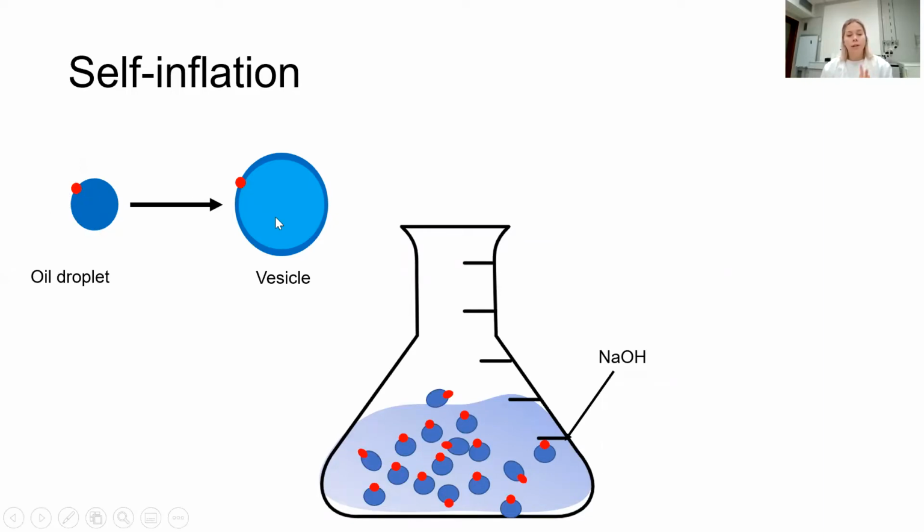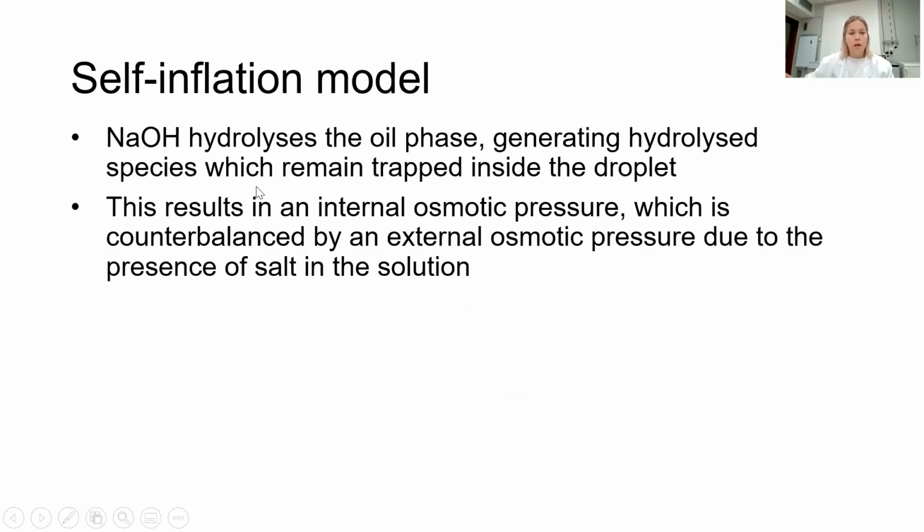Then there was a self-inflation process. Now this is a bit complicated, so I will try to explain. The oil droplets were added to a sodium hydroxide solution. This then caused the oil droplets to inflate and become filled with an aqueous solution inside. This happens because the sodium hydroxide hydrolyzes this oil phase, which generates hydrolyzed species which remain trapped inside the droplet. This then builds up an internal osmotic pressure, which is counterbalanced by an external osmotic pressure, so the cells don't burst or shrink.